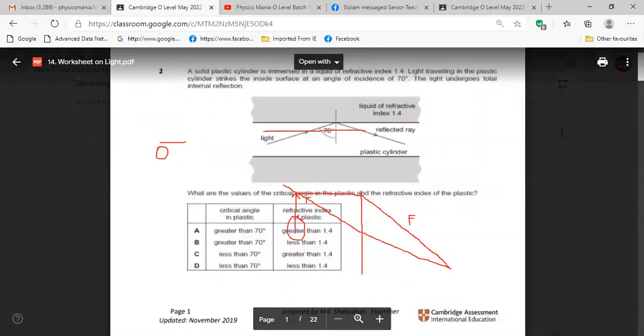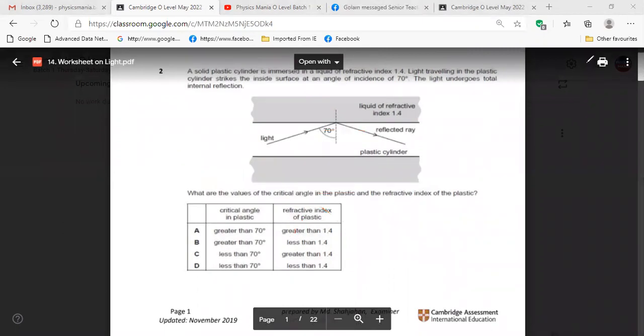Okay, can you read this diagram? Monica? Number 2, yes, please. A solid plastic cylinder is immersed in a liquid of refractive index 1.4. Light traveling in the plastic cylinder strikes the inside surface at the angle of incidence of 70 degrees. The light undergoes total internal reflection. What are the values of the critical angle in the plastic and the refractive index of the plastic?